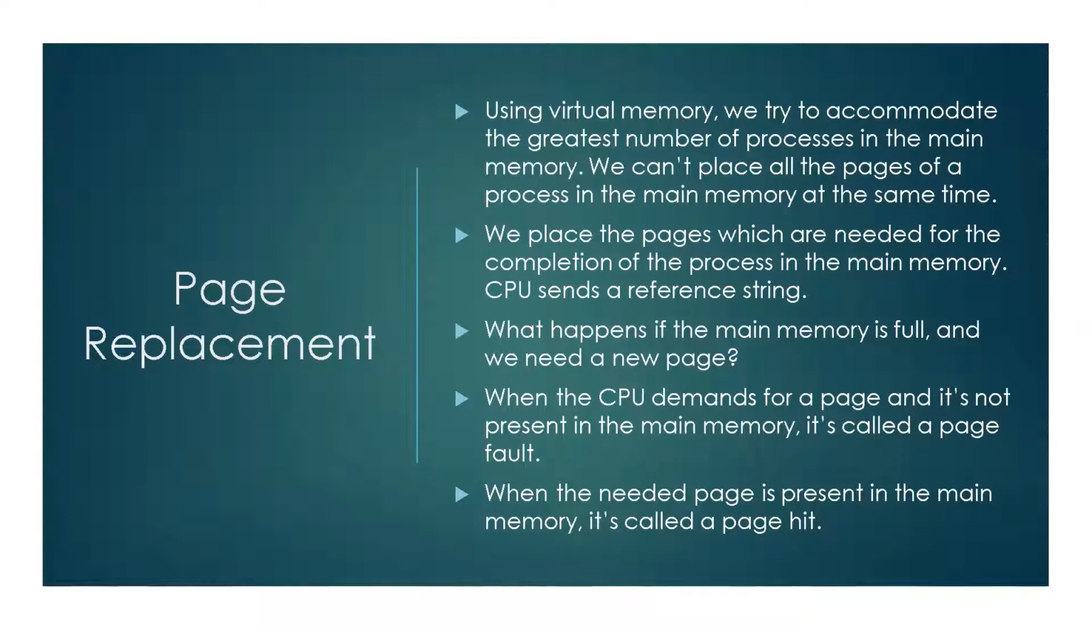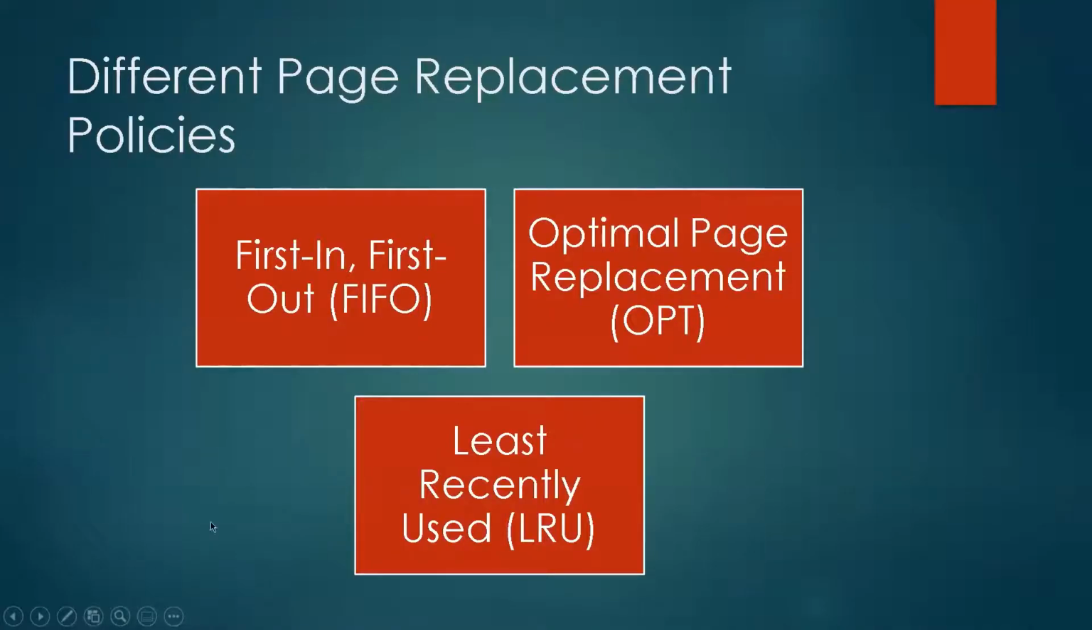We have different policies which we use to swap out an existing page in the memory with the one which is currently needed. When the CPU demands a page and it's not present in the main memory, it's called a page fault. When the needed page is present in the main memory, it's called a page hit. So here are the 3 policies we will be discussing in the video. These are the most popular ones: first in, first out, or FIFO, optimal page replacement, or OPT, and least recently used, or LRU.